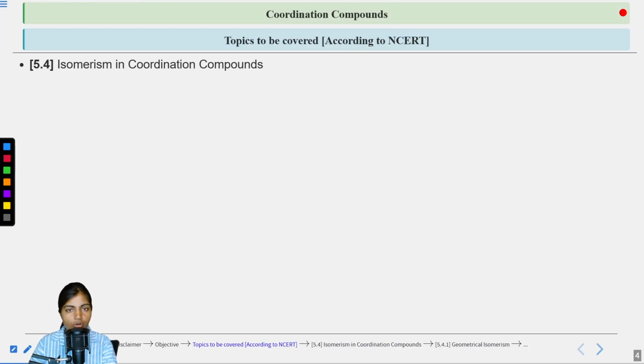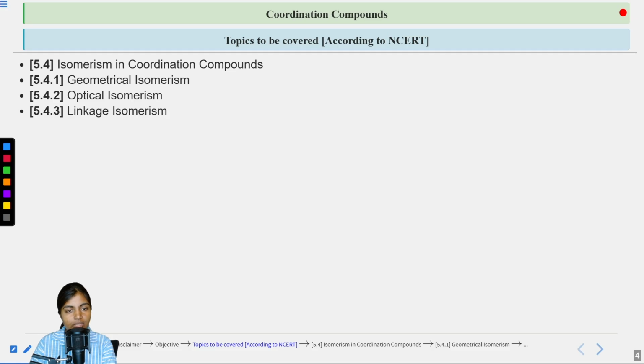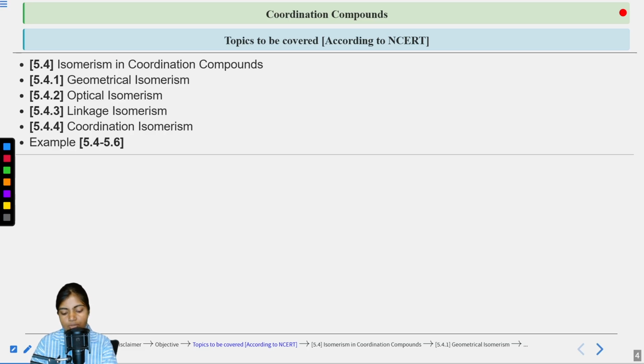The topics that we are going to cover today according to the NCERT are: the first is section 5.4, isomerism in coordination compounds. Then section 5.4.1, geometrical isomerism. Then subsection 5.4.2, optical isomerism. Then subsection 5.4.3, linkage isomerism. Then 5.4.4, that is coordination isomerism. And in the end, we will solve some examples from 5.4 to 5.6.